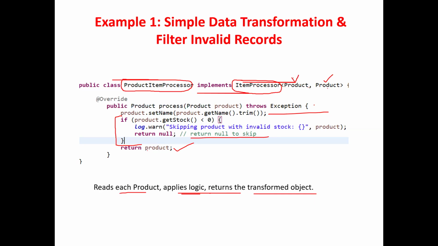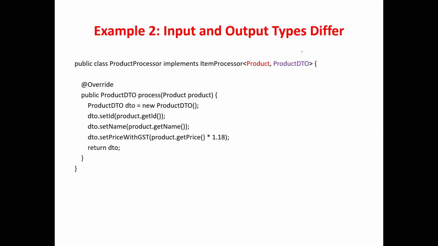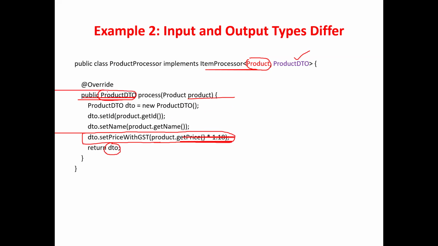In a few use cases, the input object will be different and the output object will be different. That is the second example. Input and output types differ. See here, my input is a Product. Internally, I am using a ProductDTO as a mediator object. Whatever data I receive as an input parameter, whatever price I have, I am applying some GST and returning the DTO object. That is the ProductDTO object. So that's why this is the input and this is the output.